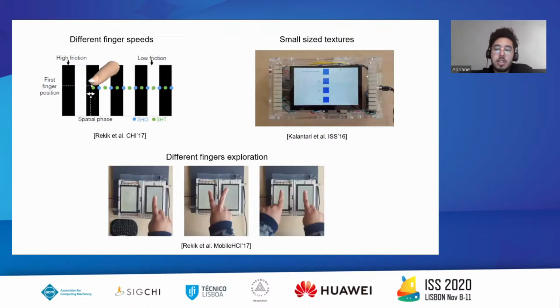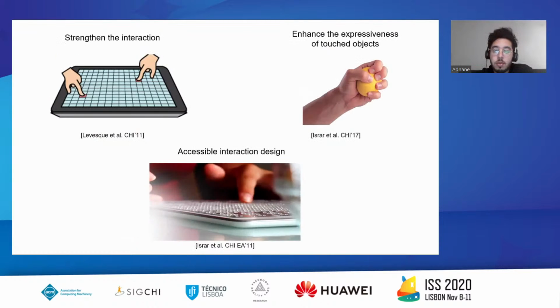Also, previous research on tactile texture recognition demonstrates the ability of users to accurately recognize textures, even when using different finger speeds, or when perceived as simultaneous but different textures, or when the size of the tactile texture is small. Researchers have also proposed different applications to strengthen the interaction, or to enhance the expressiveness of touched objects, or to offer accessible interaction designed for people with impairment.